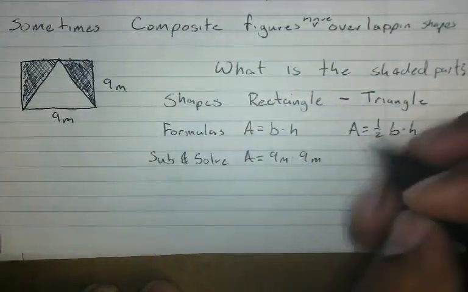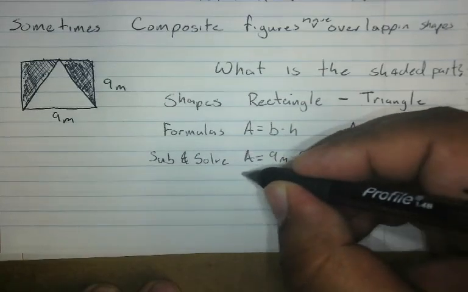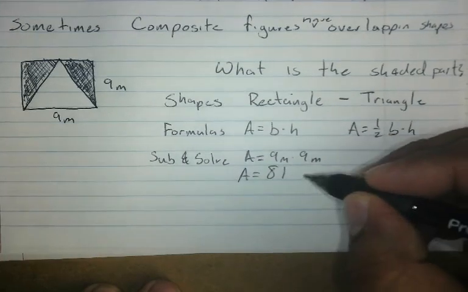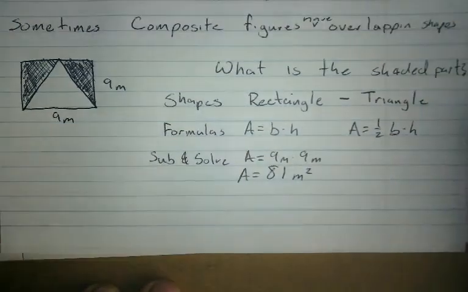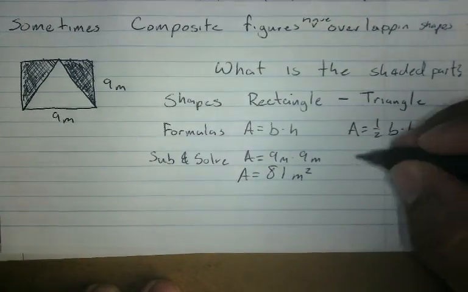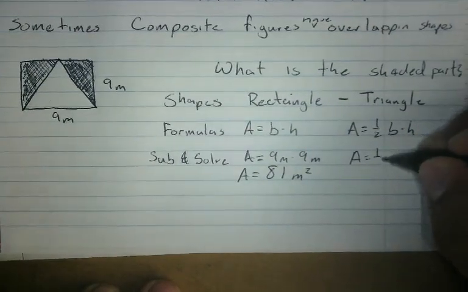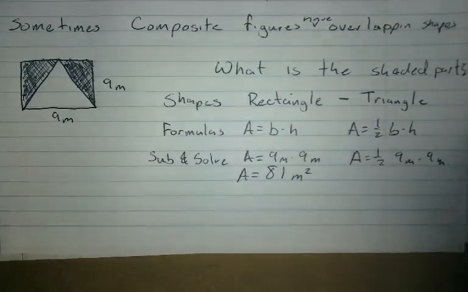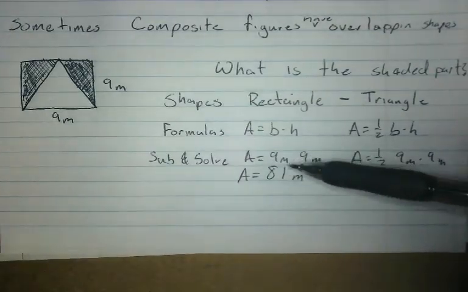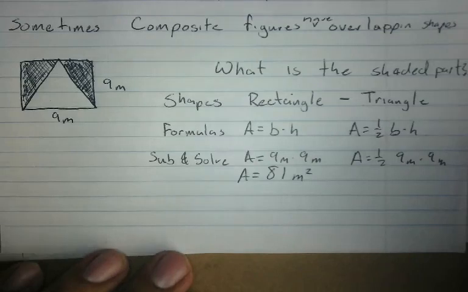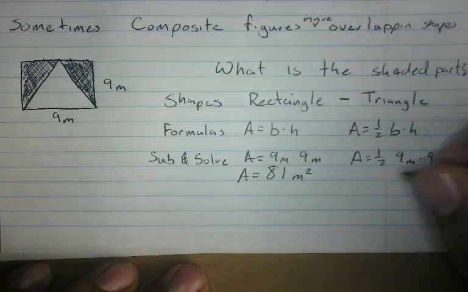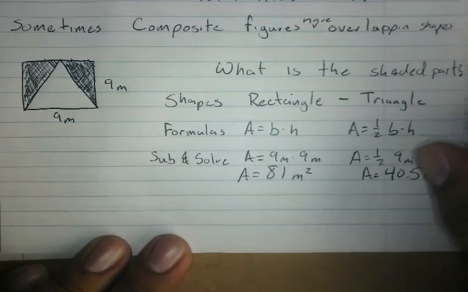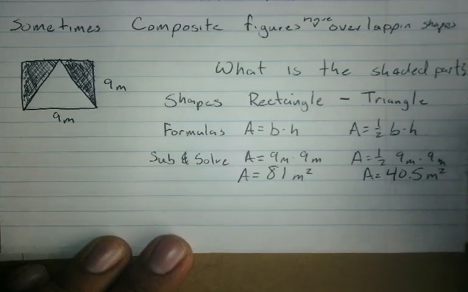So now for my solution, I'm just multiplying. What is 9 times 9? So the area of 9 times 9 is 81, and meters times meters will be meters squared. My triangle over here is kind of the same steps. Area equals 1/2 of 9 meters times 9 meters. So a little bit lucky in this one. I just have to figure out what half of 81 is. So half of 81, if I do my math correctly, is 40.5, and I still have those units, meters squared.